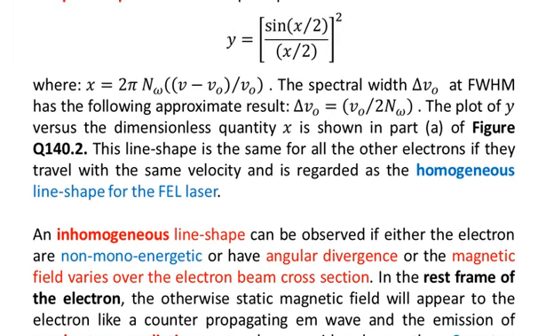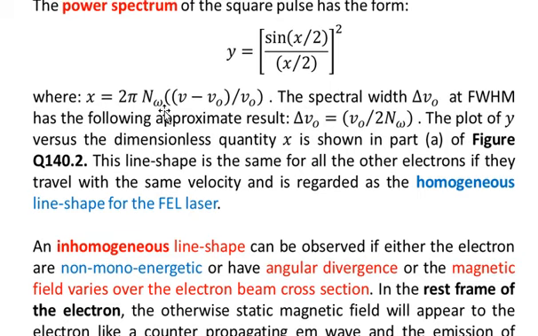So let me read this paragraph again, where x is equal to 2 pi n omega times nu minus nu naught divided by nu naught. The spectral width delta nu naught at full width half maximum has the following approximate result. That is, delta nu naught is equal to nu naught divided by 2 times n omega. The plot of y versus the dimensionless quantity x is shown in part A of figure 2, which I have just shown you and explained.